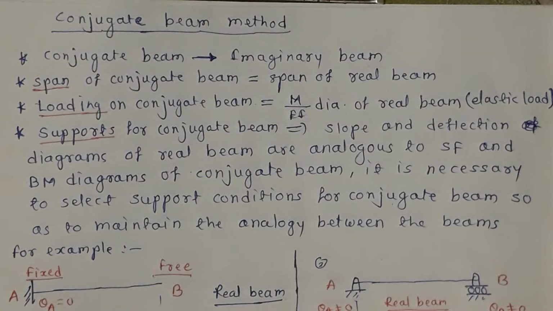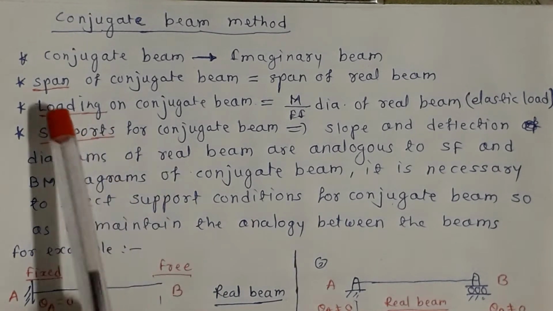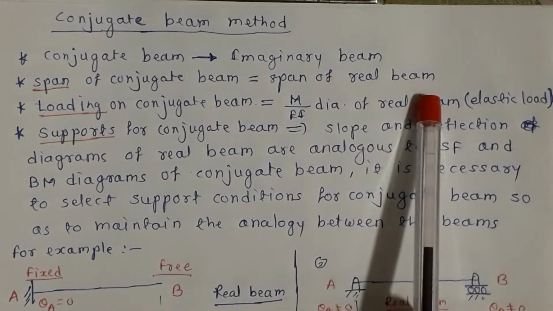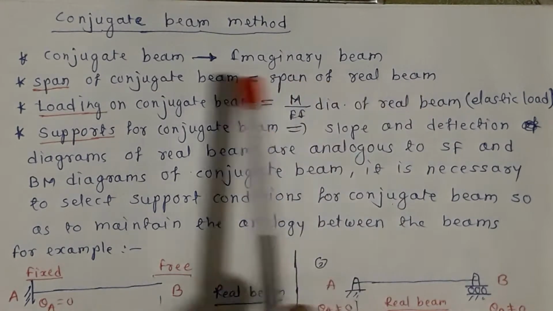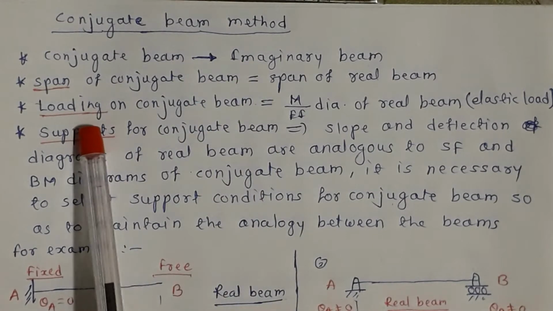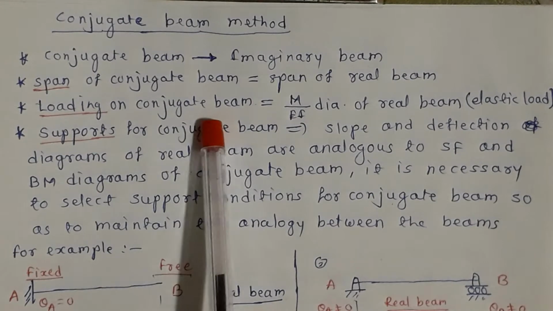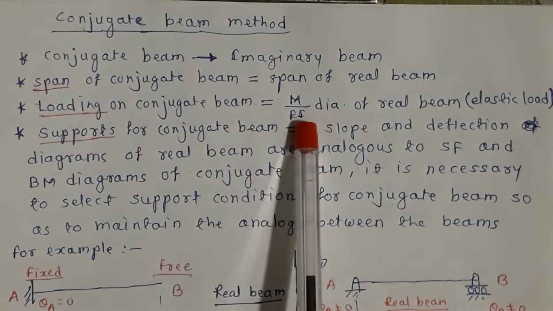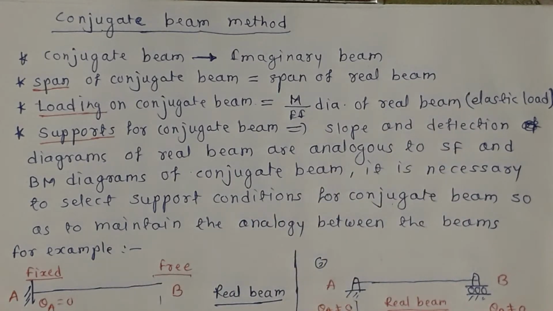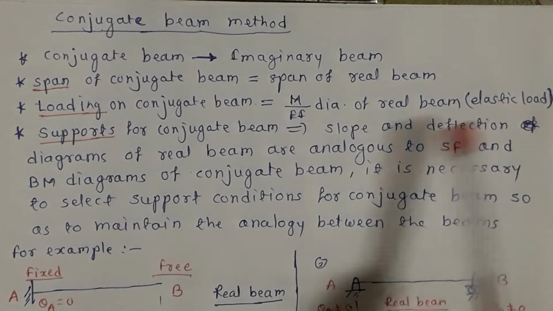So the first question is, what is the span of the conjugate beam? The span of the conjugate beam is equal to the span of the real beam. So both the beams, the real beam as well as the conjugate beam, have the same spans. Second question, what is the loading on the conjugate beam? The loading on the conjugate beam is the M upon EI diagram of the real beam. This means you always draw the M upon EI diagram for the given real beam and use it as the loading on the conjugate beam, which is also called the elastic load.